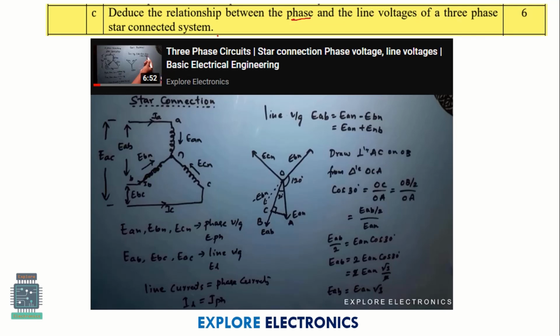Deduce the relationship between phase and line voltages of a 3-phase star connected system. One question will be there for sure out of the star connected system or delta connected system. Here we need to deduce the relationship between the phase and line voltage. In the delta connected system, we need to derive the relationship between phase and line currents. So this kind of question will be there. You can see this video for better understanding.